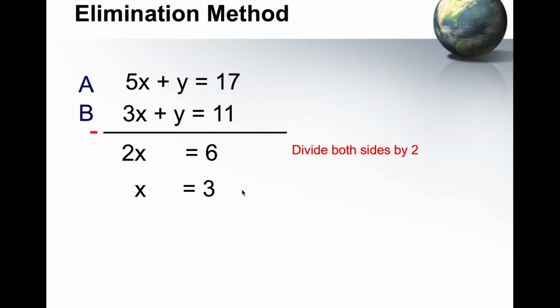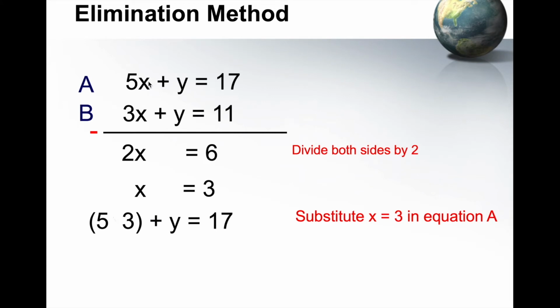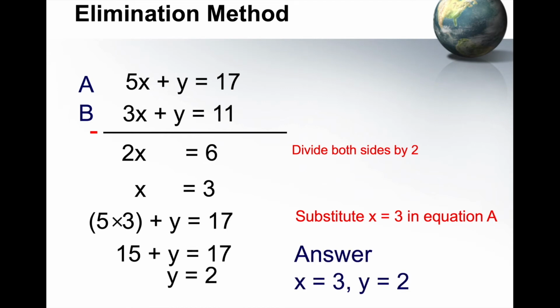Again, you can substitute x equal to 3 into equation A or B, doesn't matter. Here I choose equation A, so substitute x equal to 3 into A. So here we have 5x and x is equal to 3, therefore it becomes 5 multiplied by 3 plus y is equal to 17. So there you go, y is equal to 2. So your answer is x equal to 3 and y is equal to 2.